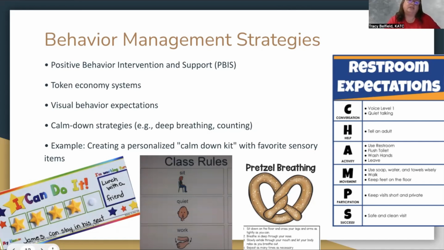At the bottom, you see that little card that says, I can do it, and they're earning little stars. For that example, it's just James can stay in his seat. When you're first starting, if James literally cannot keep his bottom in his seat for more than 5 seconds, you might be giving him a star for every 5 seconds that he can do it. So in just 25 seconds, he's earned his reinforcement, which in this case was lunch with a friend.